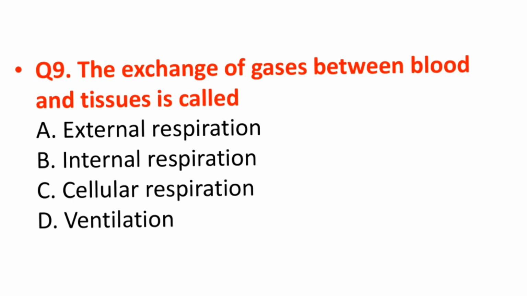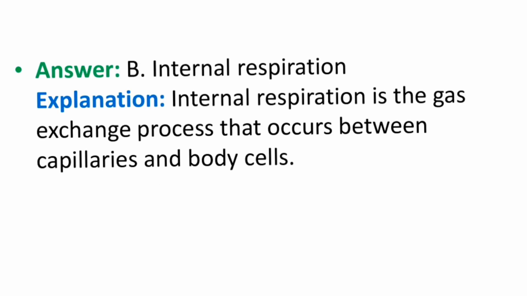The next, the exchange of gases between blood and tissues is called option A external respiration, option B internal respiration, option C cellular respiration, option D ventilation. The correct answer is option B internal respiration. Internal respiration is the gas exchange process that occurs between capillaries and body cells.